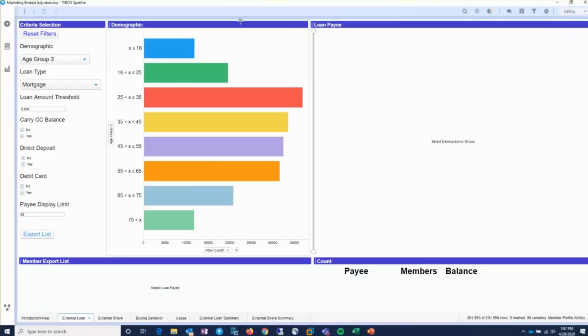We'll start with the marketing dashboard, though. This is one of our bread and butter sorts of dashboards, and it's really about targeting members for their external loans and shares. Probably less of a concern right now with everything else going on, but once things get back to normal, this is something that's usually very interesting for most marketing departments.